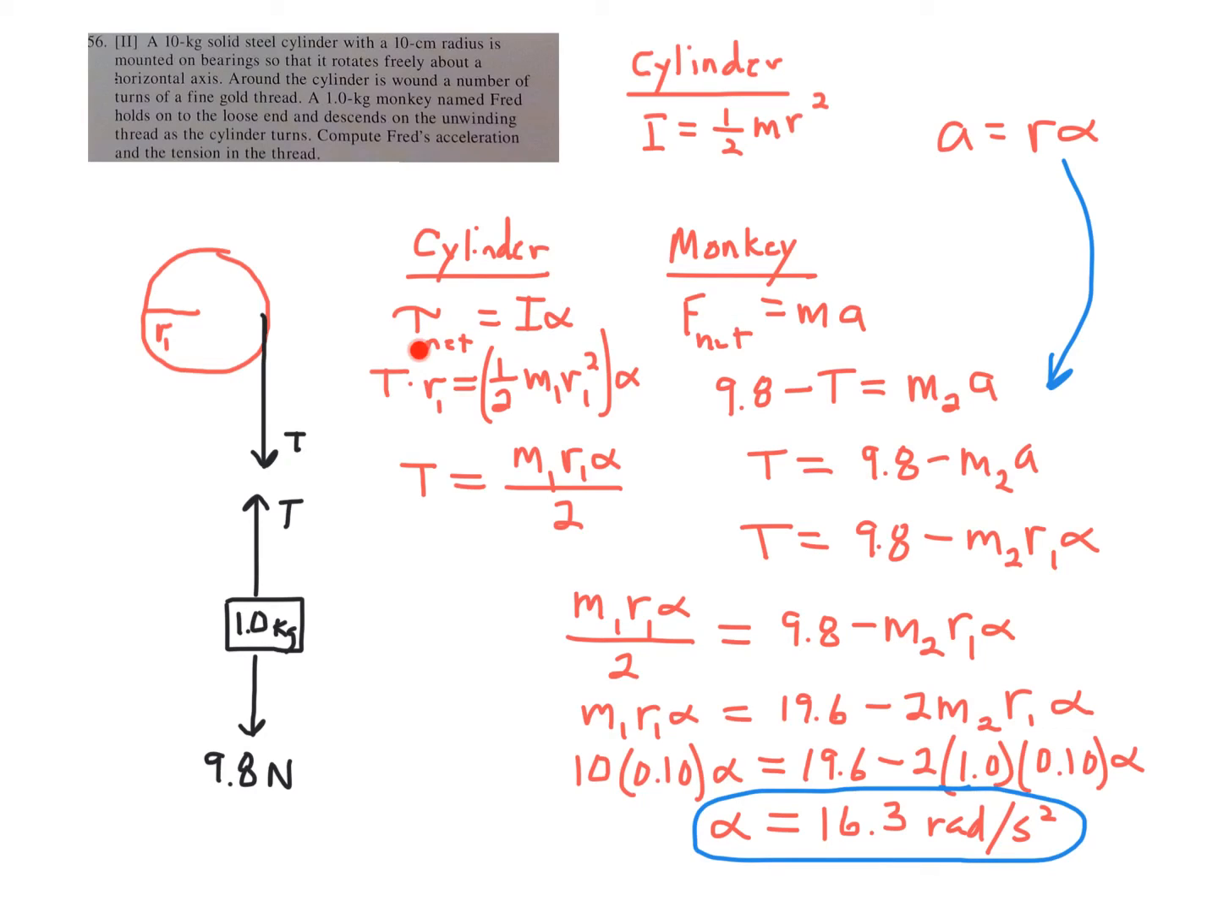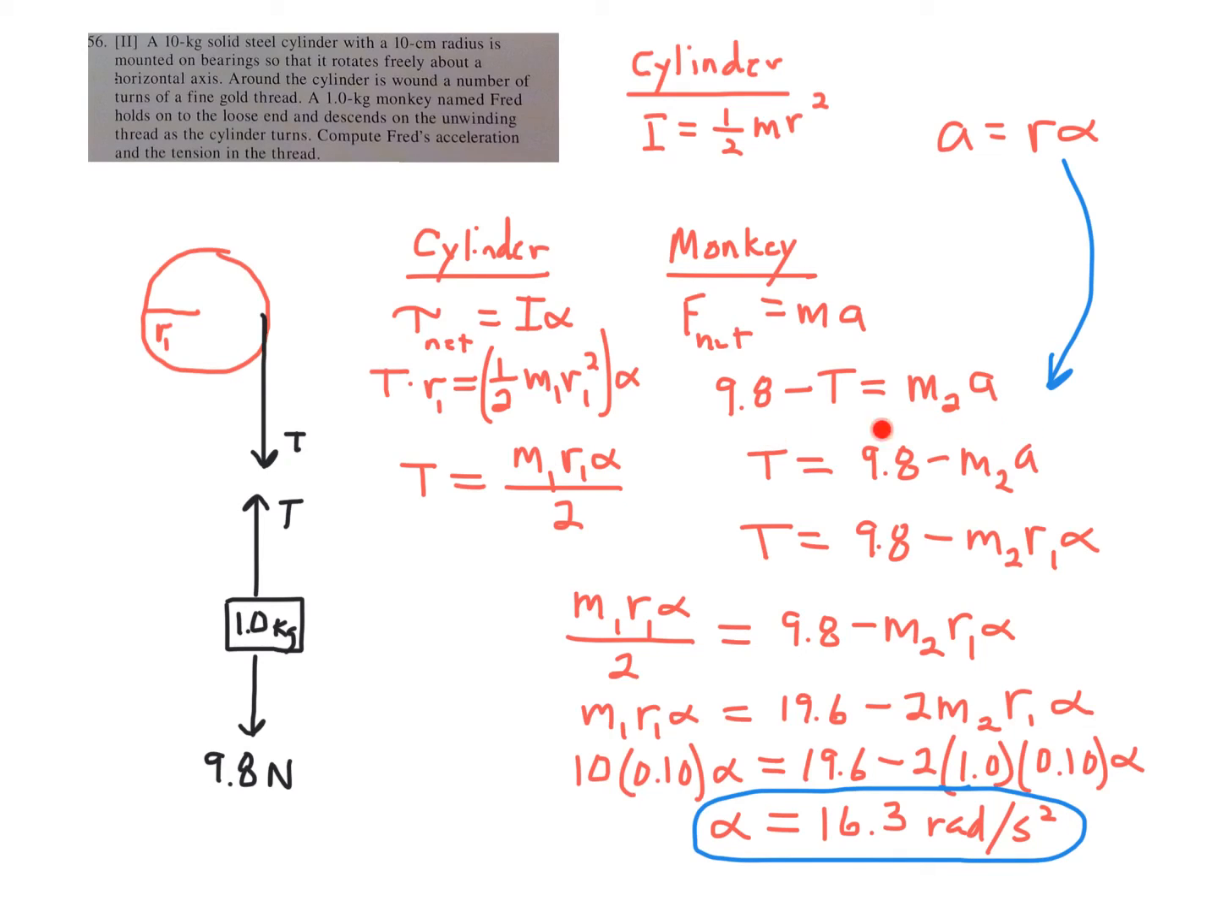And then torque is force times distance. The force that's creating the torque is the tension in the string times the distance from the center of rotation. So the torque is, this T stands for tension, not torque. So force times distance for the torque generated by the string the monkey's hanging on to equals rotational inertia, 1/2 mr squared times alpha. So now you just do the math there, simplify, you get the tension is m sub 1, r sub 1 alpha over 2.